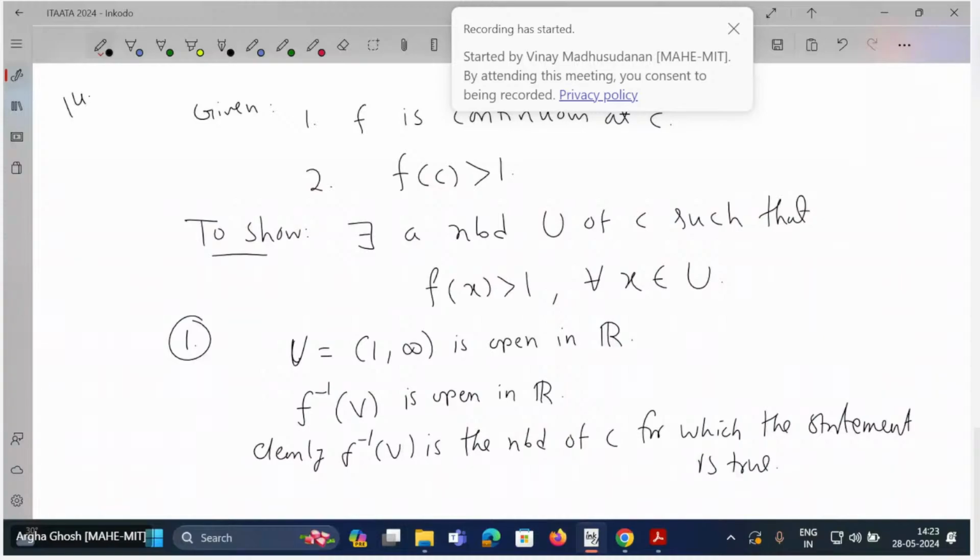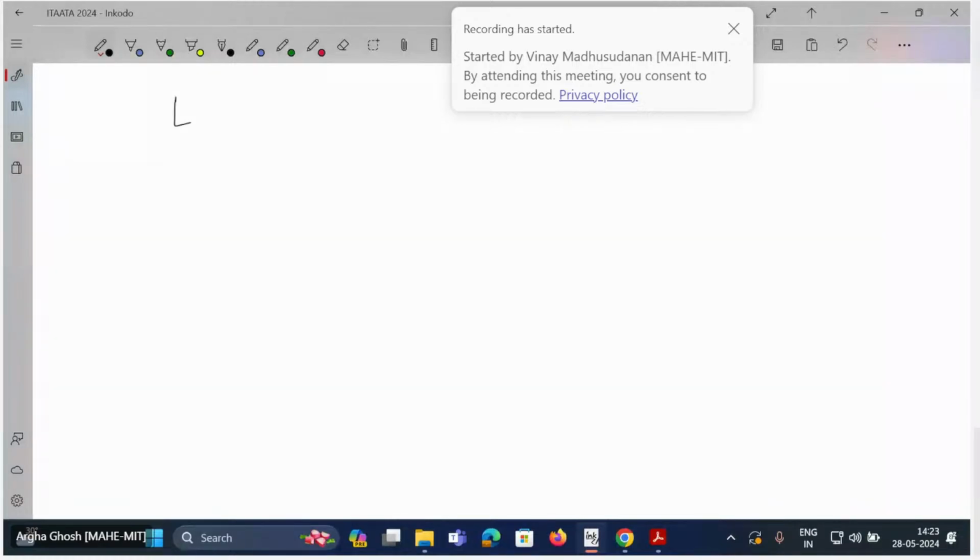But now we only have that f is continuous at the point c. Then what we can do, as she said, let epsilon equal f of c minus 1. Why is it possible? Because f of c is greater than 1.